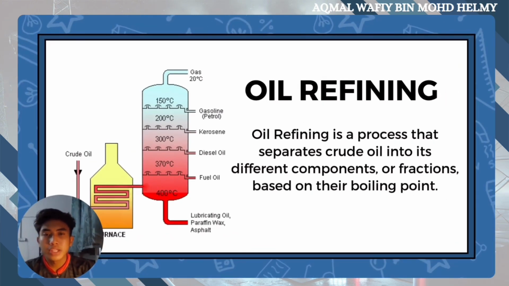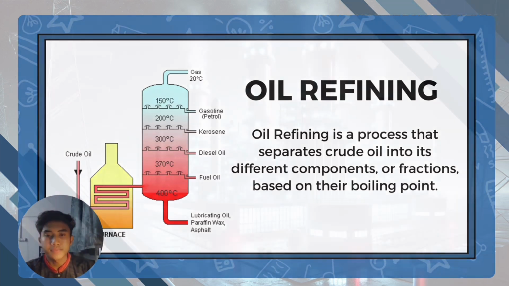So the second application of distillation is oil refining. Oil refining is a key process in the petroleum industry to separate crude oil into its various components based on their boiling points. This process, known as fractional distillation, is used to separate crude oil into different fractions that have specific uses, such as gasoline, kerosene, diesel oil, and fuel oil.